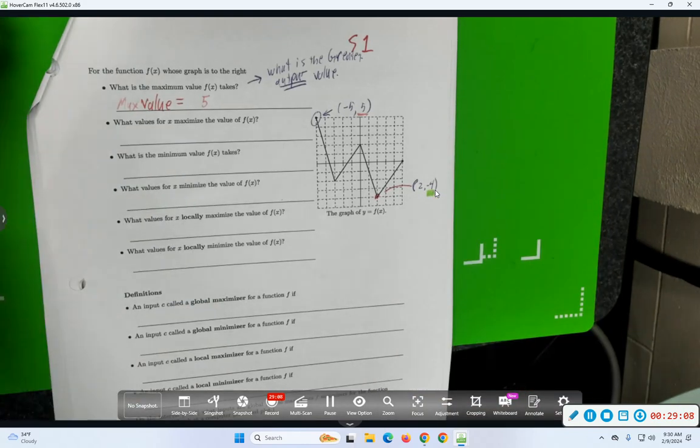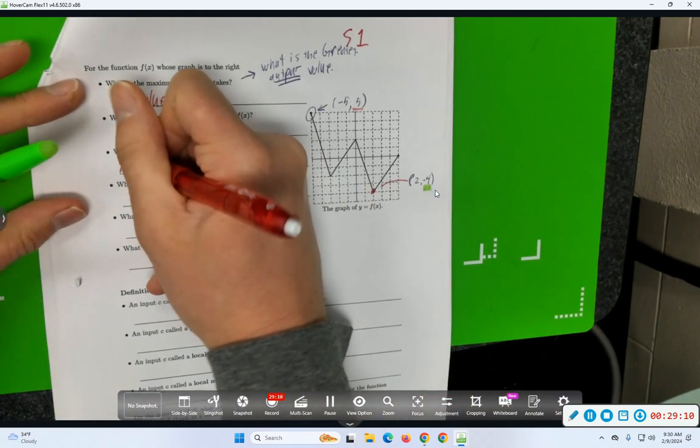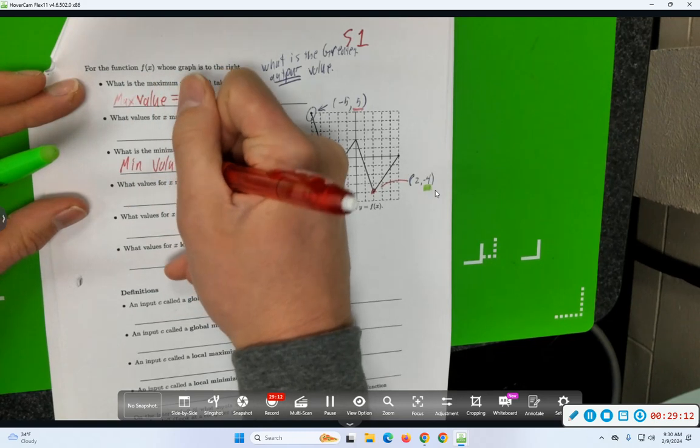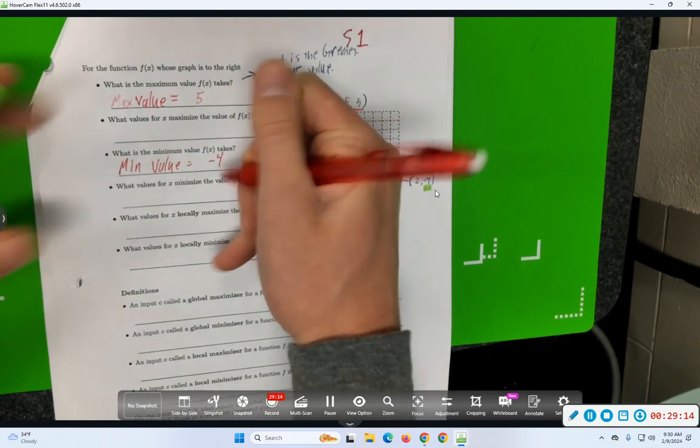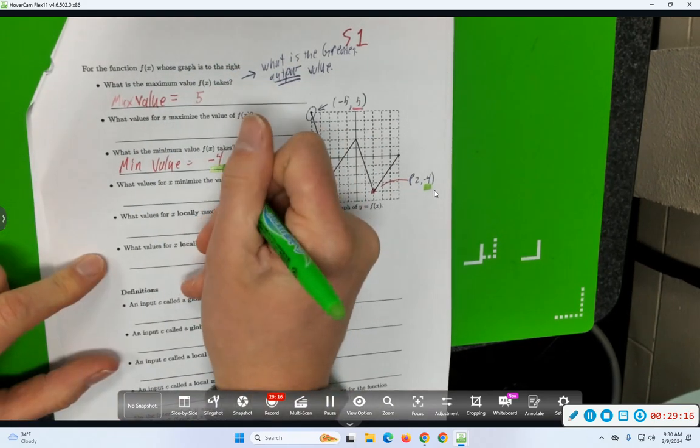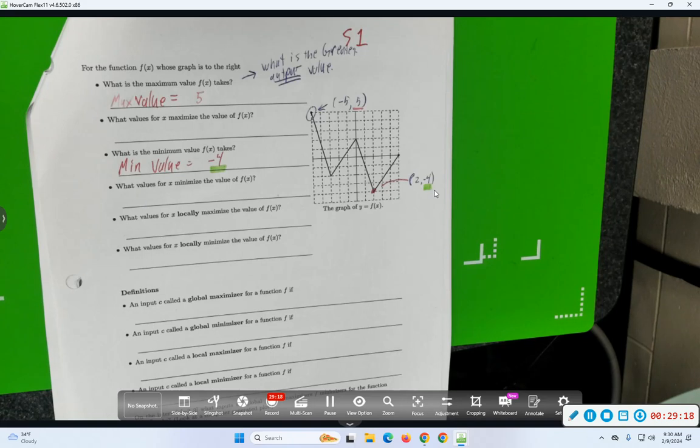So, the min value is -4. And the color coding that I'm trying to add is just indicating what shows you that on the graph. What if I asked you instead, what is the input that results in a maximum output value for this function?